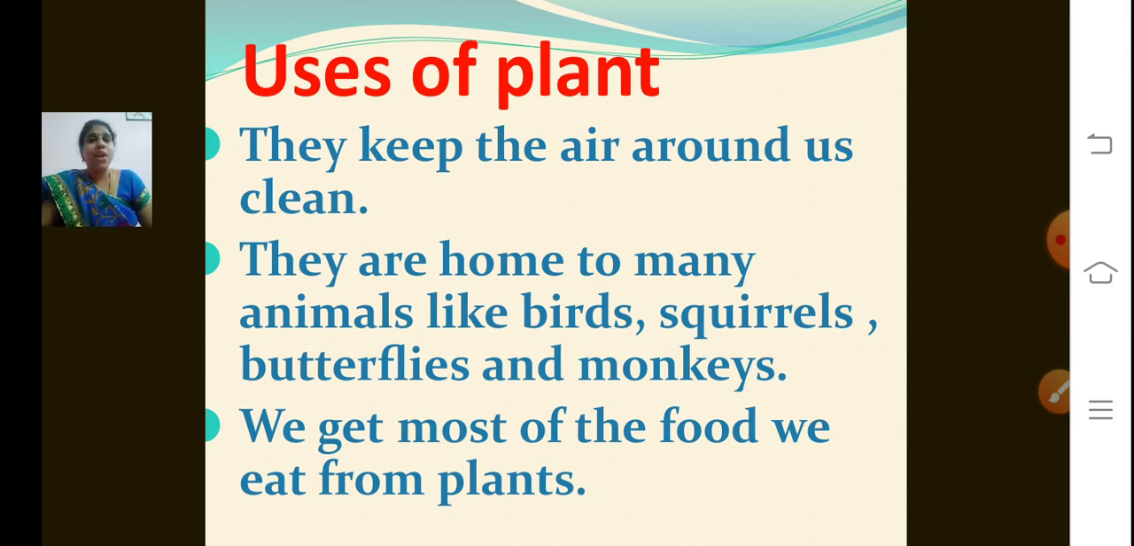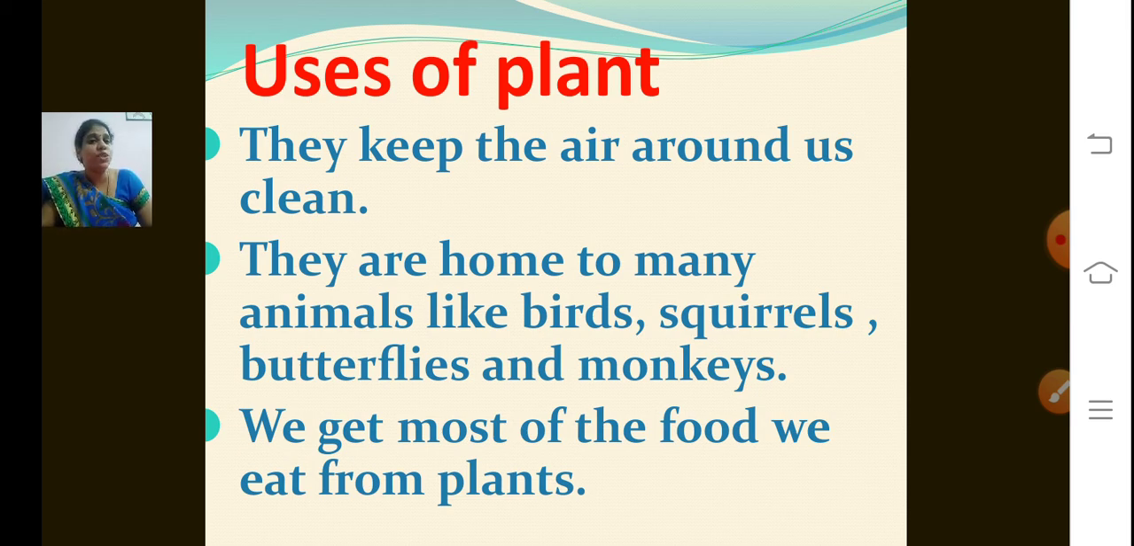Then they are home to many animals. Some animals don't have homes, right? So what will they do? They make their homes in big trees, where so many animals stay, you know, right? So what is the first thing? They keep the air around us clean, as it gives more oxygen and keeps the air clean.